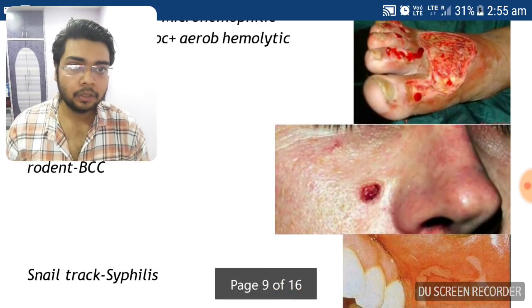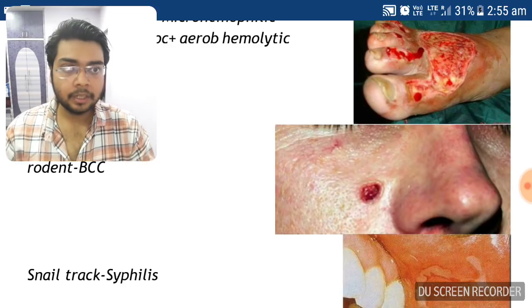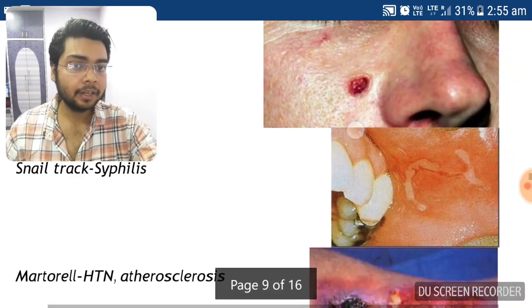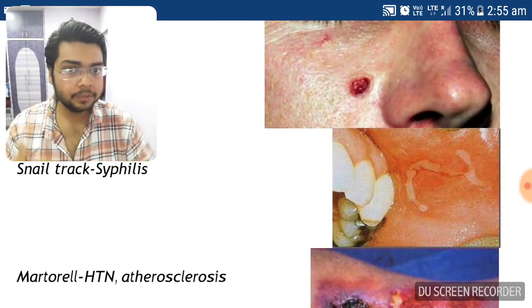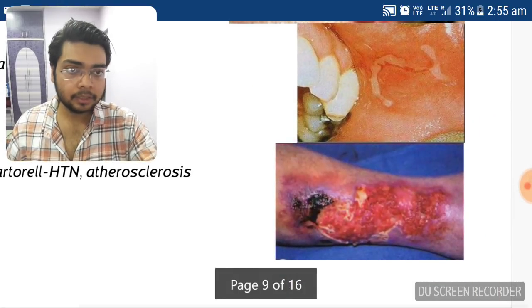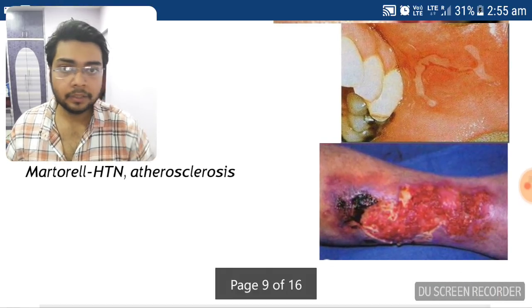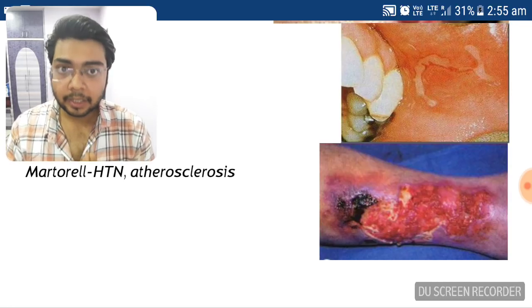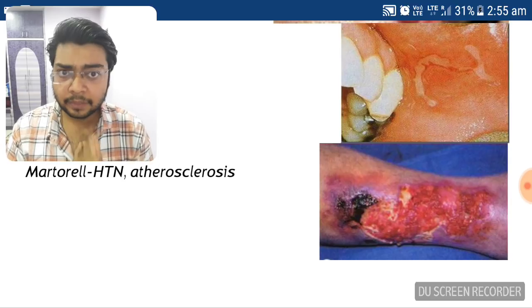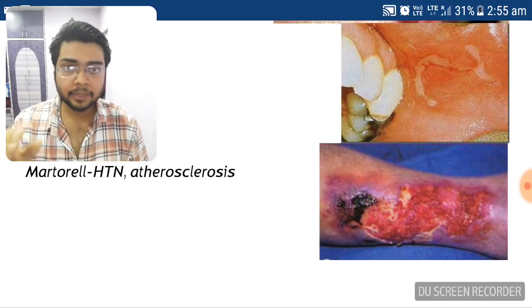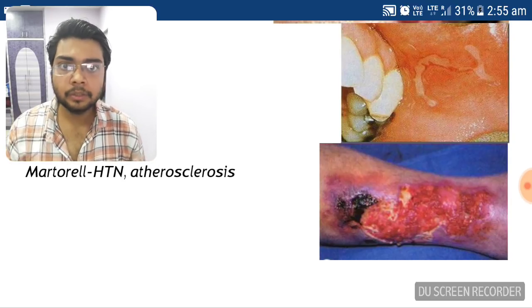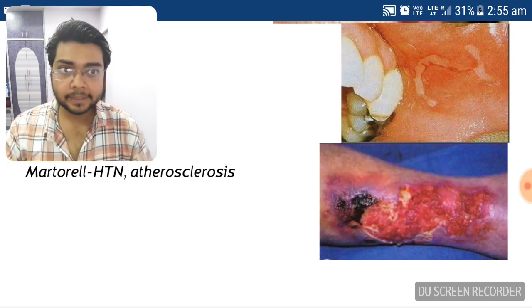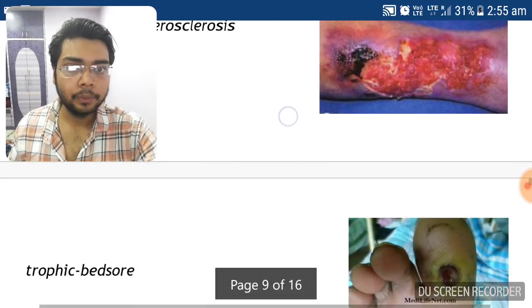Now rodent ulcer, you all know the location, basal cell carcinoma you all know. Snail track appearance of syphilis in this figure. Now can you tell me the ulcer here? This is basically a rare form of ulcer, but you should know that it is Martorell ulcer, a form of hypertensive ulcer that is seen with hypertension and atherosclerosis. So Martorell ulcer is an important one for you.